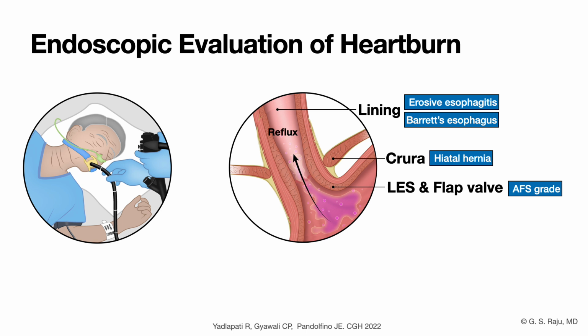I hope this is helpful, and we will talk about how do you assess erosive esophagitis, how do you grade it, and then how do you assess Barrett's esophagus. And then we'll also talk about the AFS grade of hiatal hernias and flap valve.